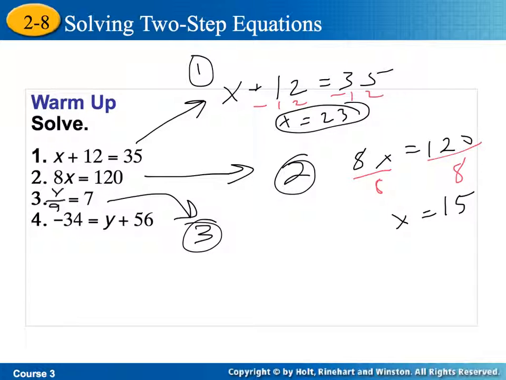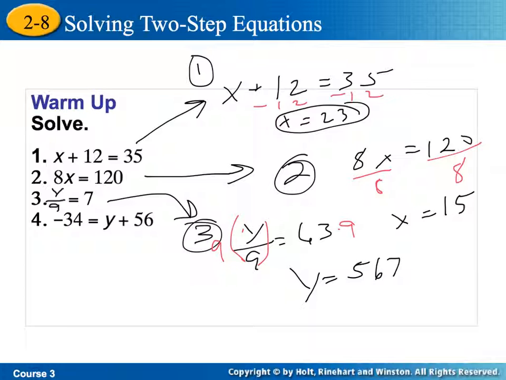Number 3, second to last one, we have y over 9 is equal to 63. What is happening between the numerator and the denominator? Division. How do we solve? Multiplication. Multiply by 9 on both sides. So when you take 63 and multiply by 9, you get y equals 567. 567.